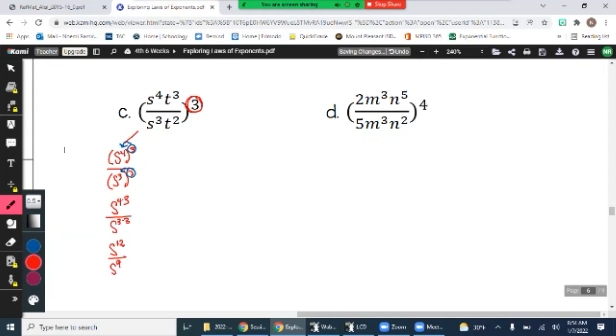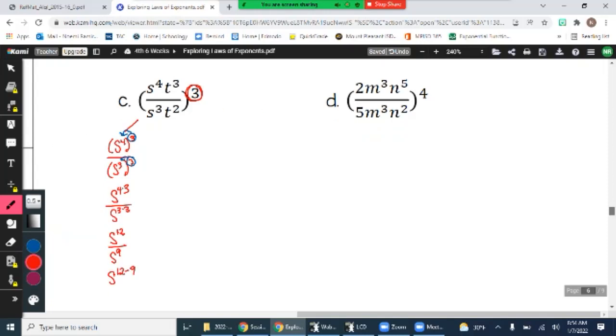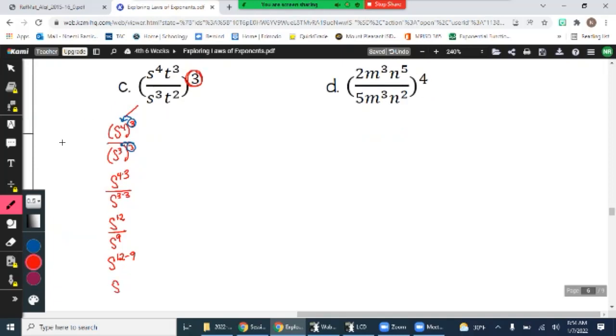When you're dividing two powers with the same base, you subtract. 12 minus 9. You subtract the exponents. And 12 minus 9 will give us 3.